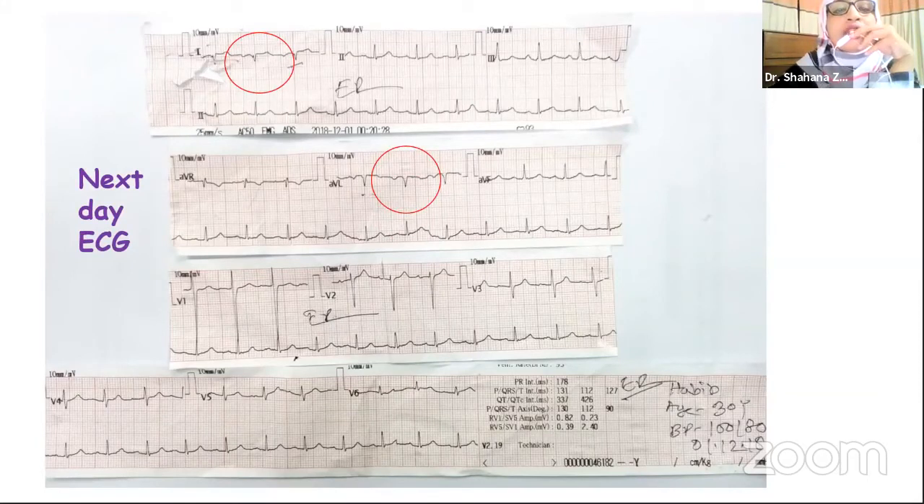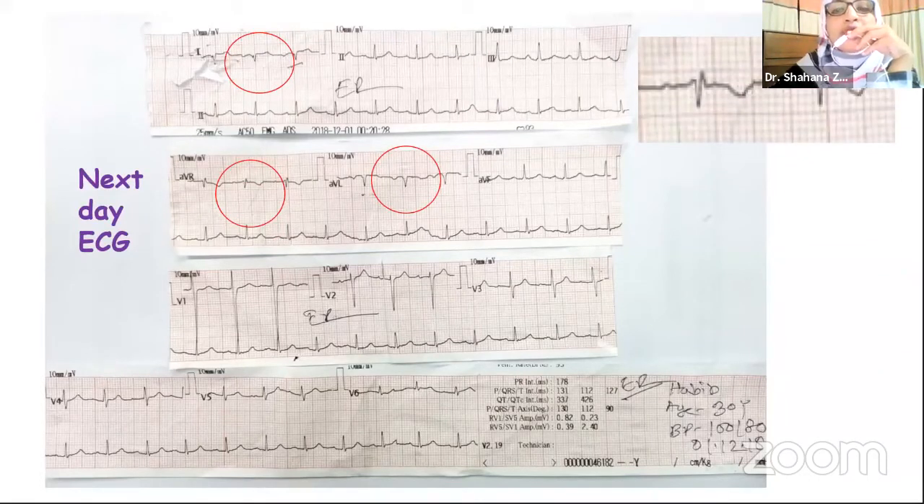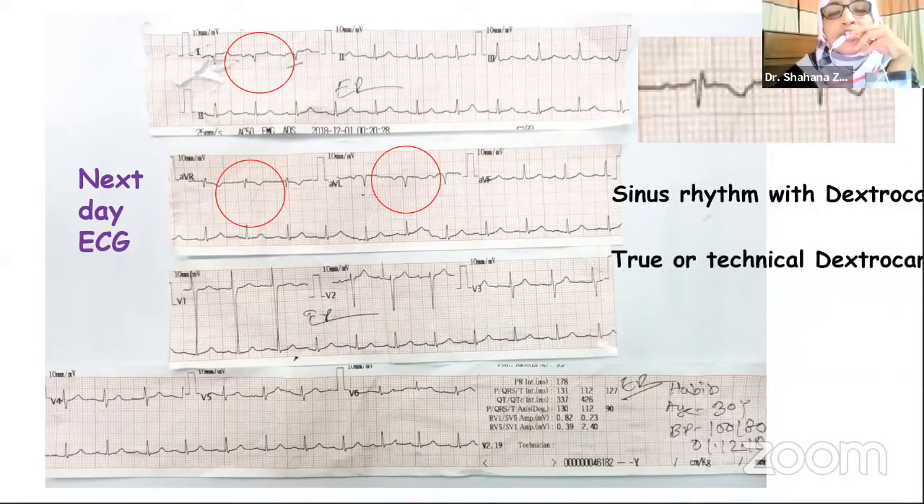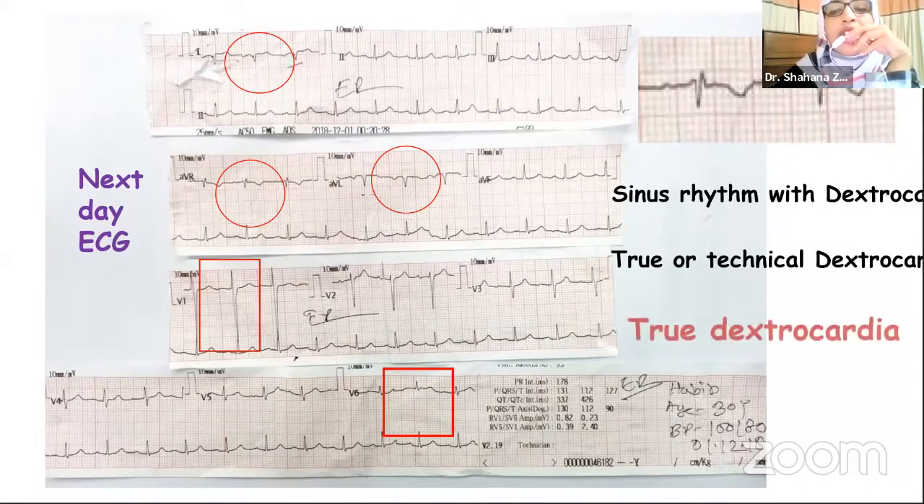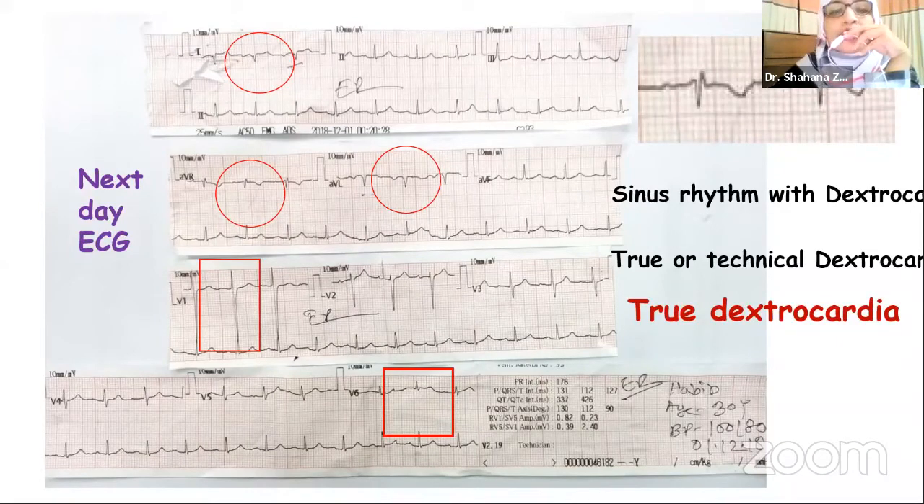QRS is inverted in 1 and AVL. Regarding AVR, I want to take opinion from the expert faculties, but my diagnosis was sinus rhythm with dextrocardia. Whether it is true dextrocardia or technical dextrocardia, in V1 to V6 we see reverse progression of the R wave, and we take this as true dextrocardia.